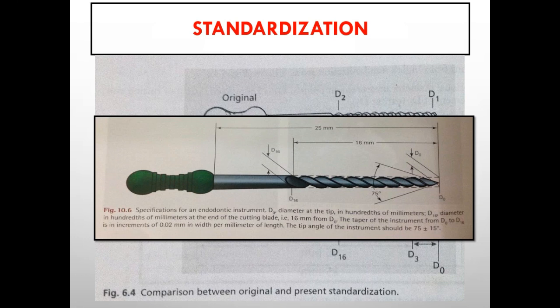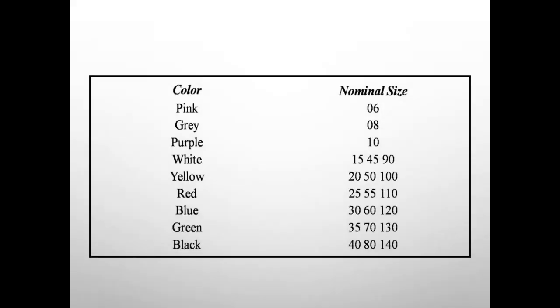And for easier recognition, all these files are color coded. Number 6 is pink, gray and purple. These are the unique ones, and we have the 6 recurring color combinations: white, yellow, red, blue, green, black. White, yellow, red, blue, green, black, starting from 15, 15, 20, 25, 30, 35, 40, again from the 45 white. And we've got a mnemonic for memorization of these file sizes. In the description below, I will put a link to memorize these file sizes.